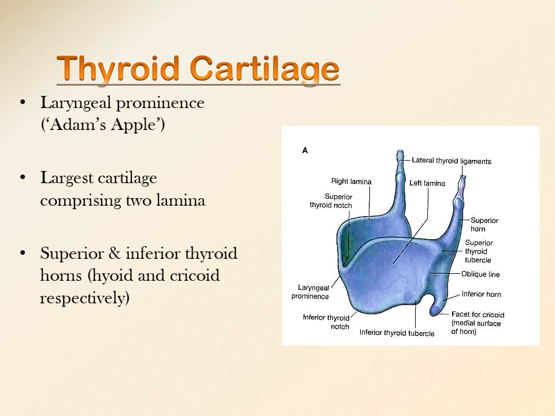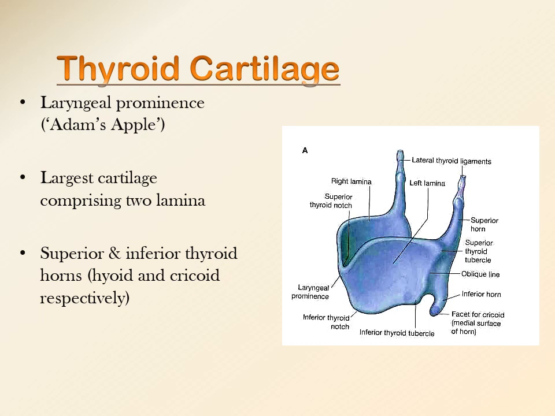The angle between the 2 lamina is acute in male, about 90 degree or less than 90 degree, while in women it is diverged, تكون حوالي 120 degree. لهذا تكون more prominent Adam's apple in men than women.